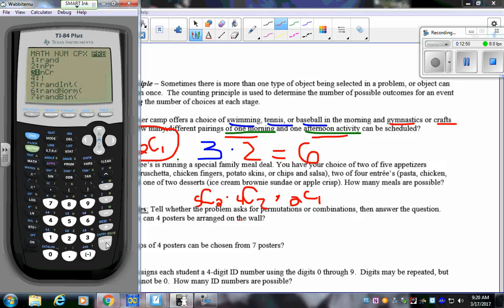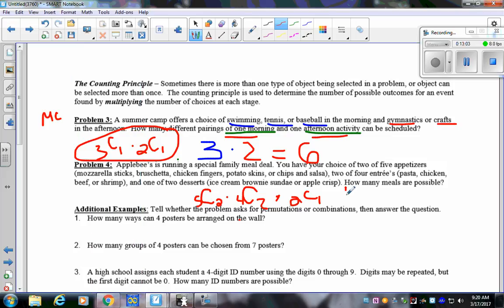So 5 choose 2 gives me 10, okay, which is a coincidence from the 5 and 2, so don't think you just get to multiply. 4 choose 2 is 6. Okay, so I have 10 times 6, and then anything choose 1 is itself, so times 2. So when that's all said and done and I multiply, I have 120 different possible meal selections.